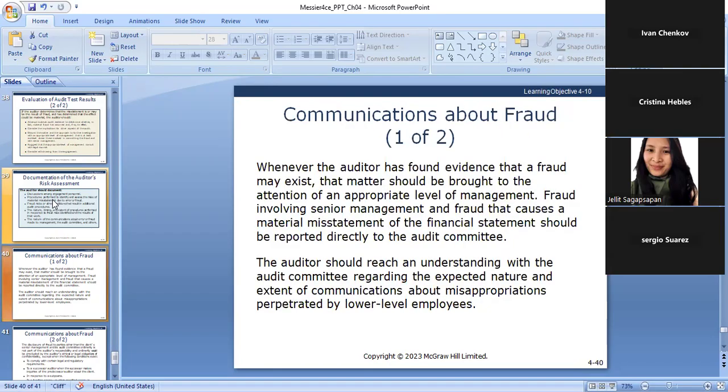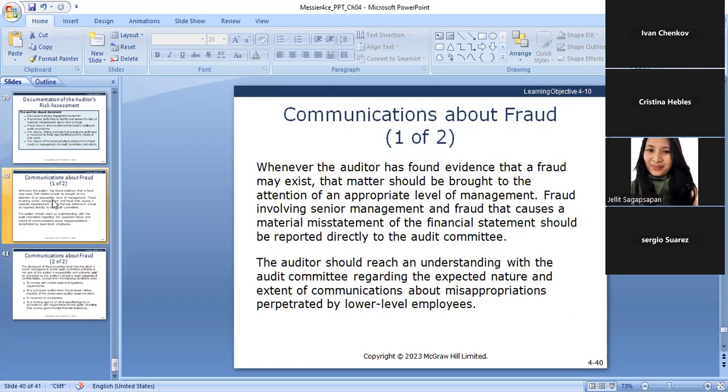And then we go to the communication of the frauds and how we're going to communicate those frauds. Now, whether the auditor has found evidence that fraud may exist, this matter should be brought to the attention of the appropriate level of management. Obviously, what will be the appropriate level? One level higher than where the fraud exists. Fraud involving senior managers that causes material misstatements in the financial statements should be reported directly to the audit committee. What if the fraud is done by the principal and he's the one who is on the audit committee? Then it becomes an interesting story.